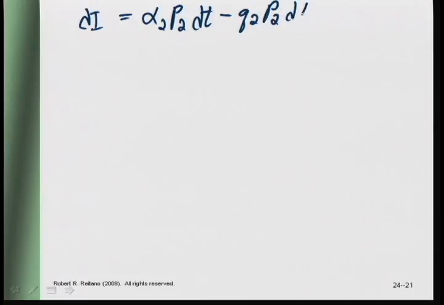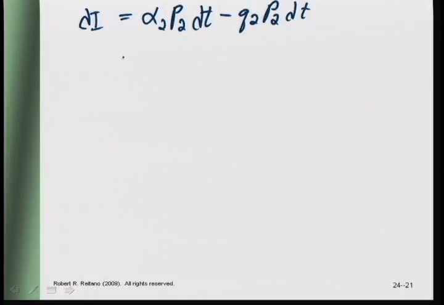Let's actually do some algebra on a couple of slides and derive this conclusion. And I'm going to simplify my notation. We have an expression for di and I'm going to just call it alpha 2 P2 minus Q2 P2 dt. And of course, the subscript 2 means that these are the symbols evaluated at time t2. So I'm going to save myself a bit of notation.